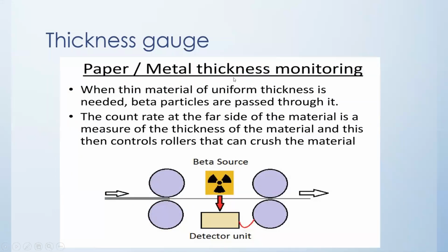And we can also use it to check the thickness of paper or metal. So there is a radioactive source and a detector. If the thickness changes, the amount of radiation passing through the sheet will also change. If the thickness decreases, more radiation will pass, so the detector reading will increase. If the thickness remains constant, the reading on the detector will also remain constant.